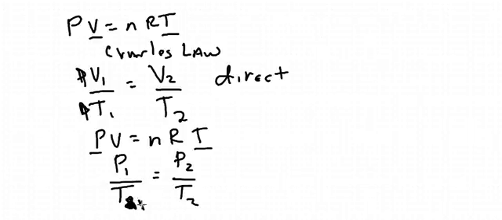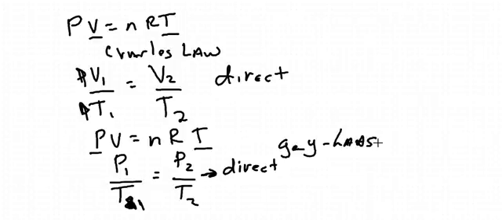You're trying to make it more complicated than it is. It's the same exact relationship except it's two different variables. So this is also a direct relationship. And this is Gay-Lussac. I can't remember the spelling. Sorry. It's L-U-S-S-A-C.